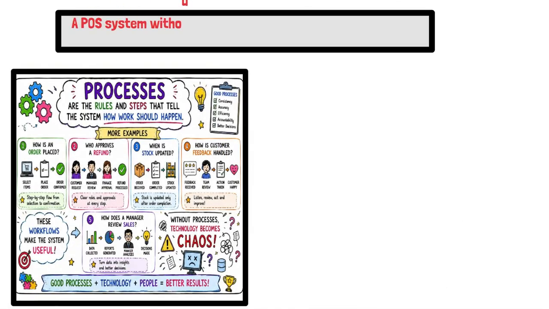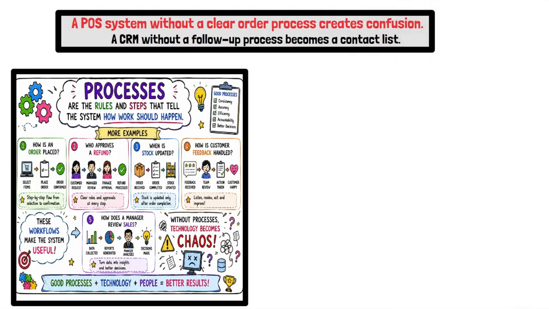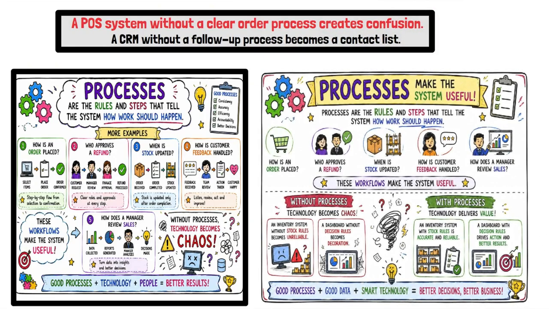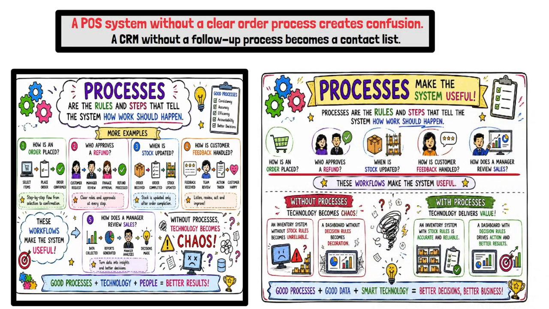A POS system without a clear order process creates confusion. A CRM without a follow-up process becomes a contact list. An inventory system without stock rules becomes unreliable. A dashboard without decision rules becomes decoration.